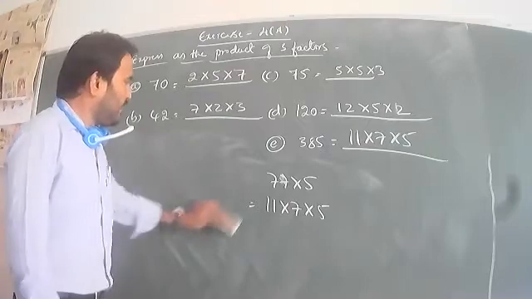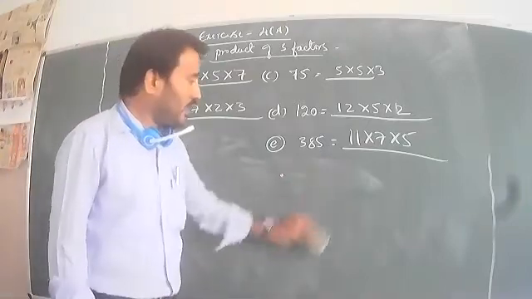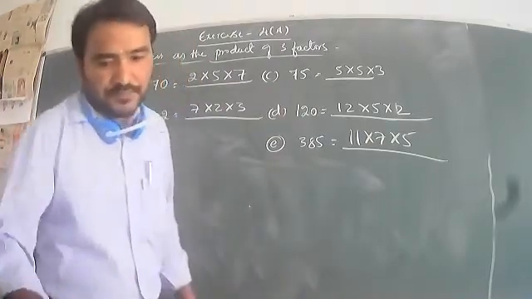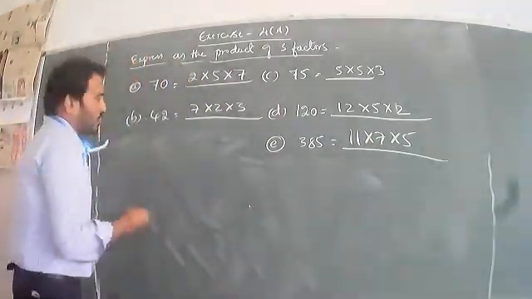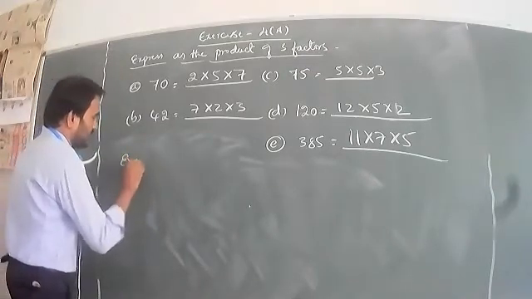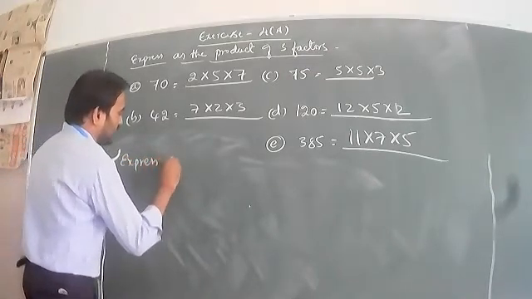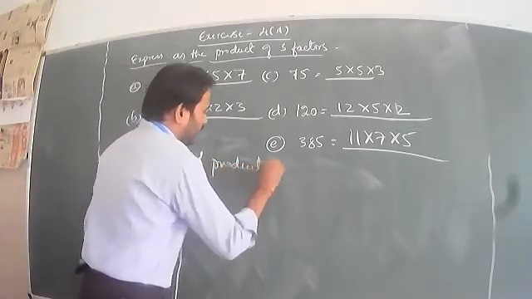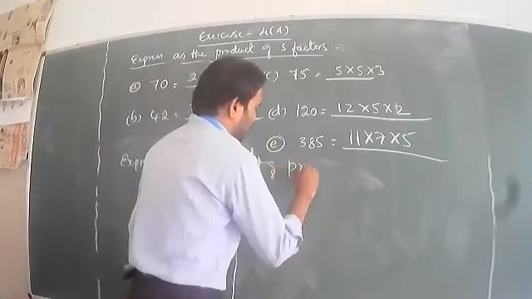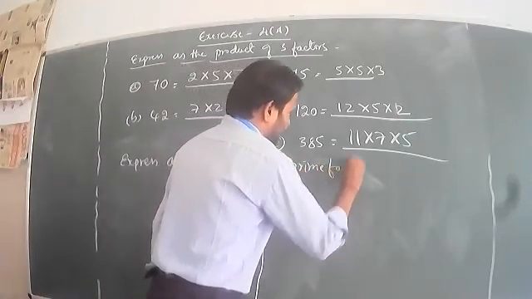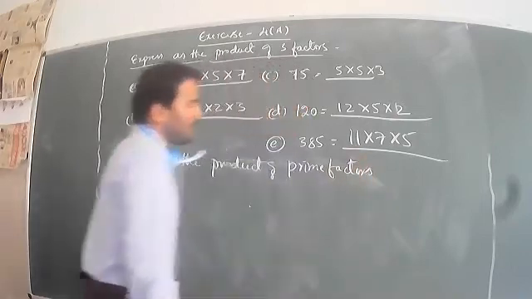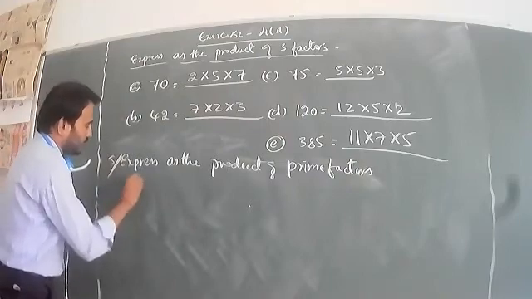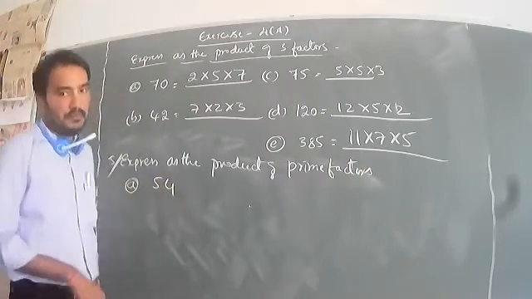Second one done. So remaining third and fourth ones, I have to solve two examples. Express as a product of prime factors. That is the last one. Okay, it is the fifth one. I will take 54 for prime factors.